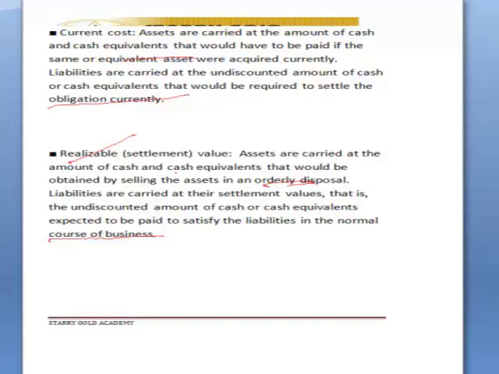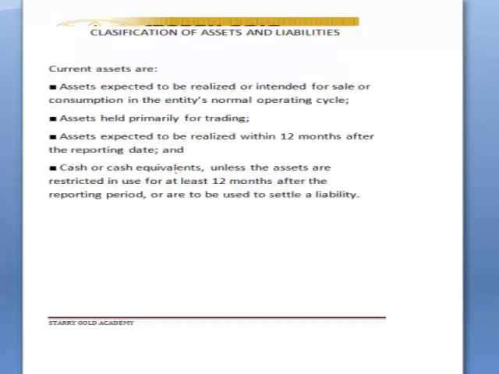So having discussed assets and liabilities, it is necessary we look at the classification of assets and the classification of liabilities before we look at a critical example on the accounting equation. So let us look at the classification of assets and liabilities. For the asset side, assets are classified majorly into two.